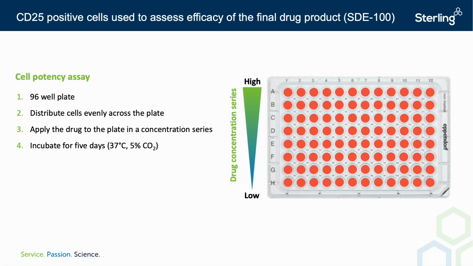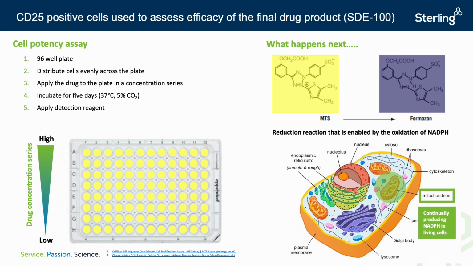The assay itself is performed using a 96-well plate. The CARPAS-299 cells are distributed evenly in all wells of the plate. The drug is then applied in a concentration series with a high concentration at the top of the plate and a low concentration at the bottom of the plate. The drug is then incubated with the cells for 5 days. After the 5-day incubation period, we apply the detection reagent. For detection, we are using MTS.